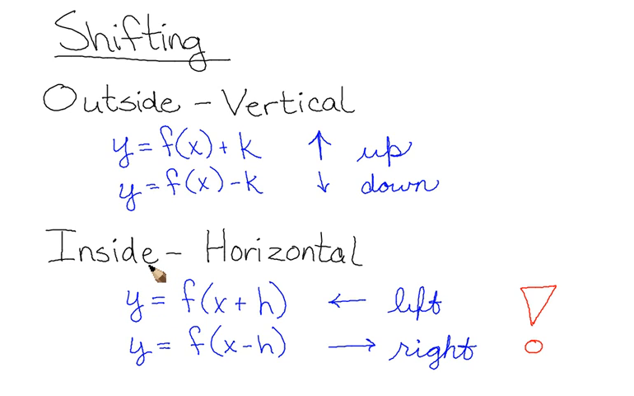The inside of the function, if we add something there, we will shift the function horizontally. Okay, so if we add something to the x value of our function, we'll shift it left, and if we subtract something, we'll shift it right. And notice that these two, left and right, are exactly the opposite of what you would expect. So for vertical, it makes sense. Adding something goes up, subtracting something goes down. But if you add something to the inside, you will shift it horizontally to the left, which is backwards from what you would expect. And subtracting will go right.